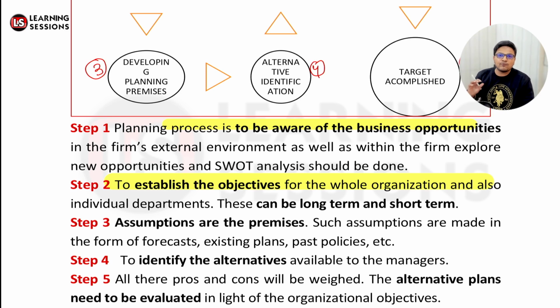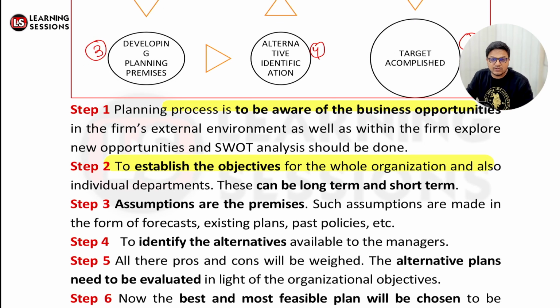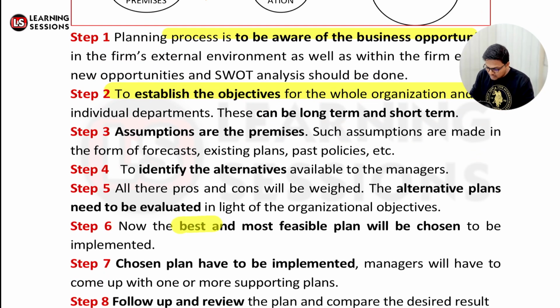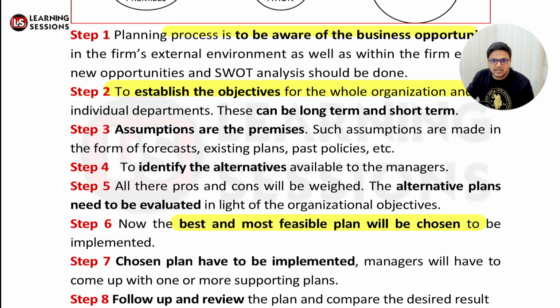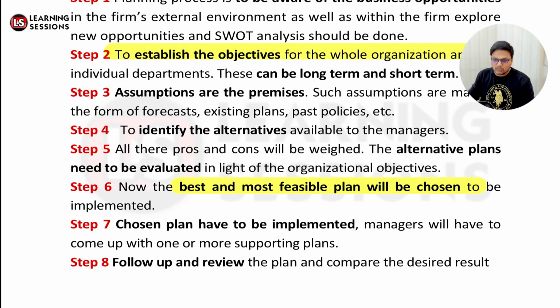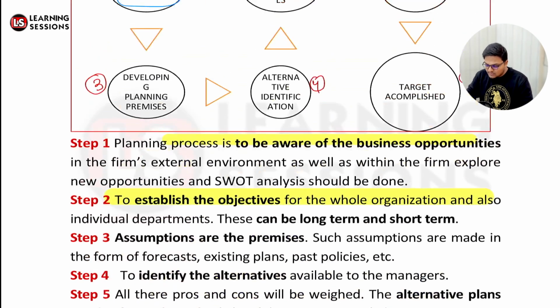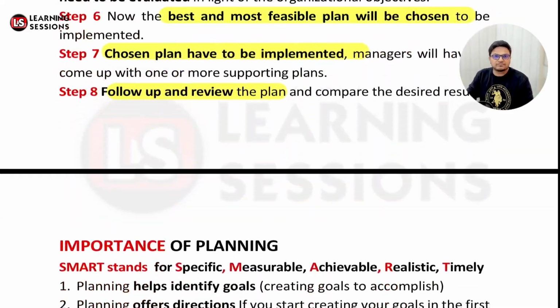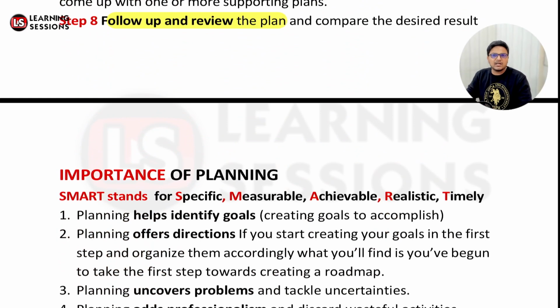And for step 4, we need to identify the alternates, because once you're having the alternates, you're going to have the best alternative out of them. You need to evaluate those alternatives, and the best and most feasible plan will be chosen out of this. That was step number 6. And once you have chosen the plan, you have to implement it, follow and review it. And for the last step, you have to check whether your target is accomplished or not, right?